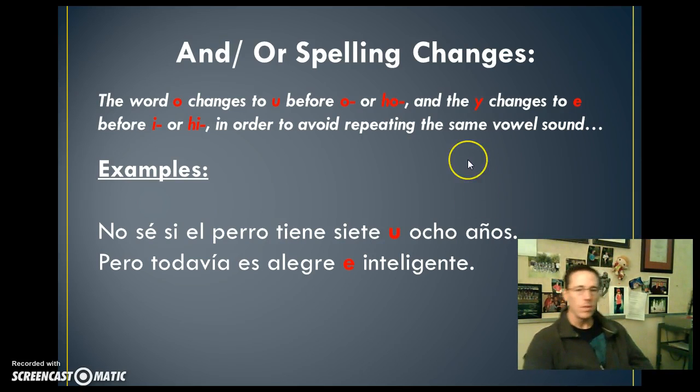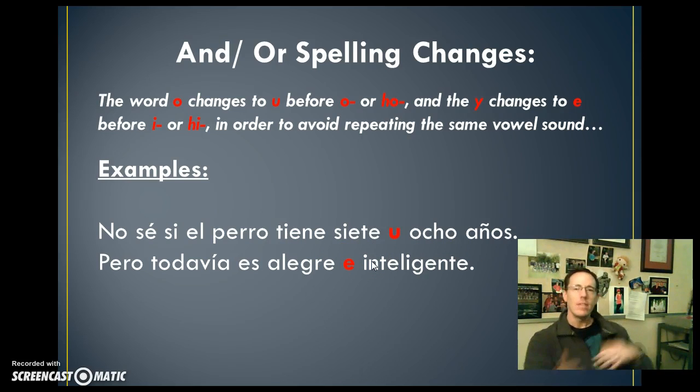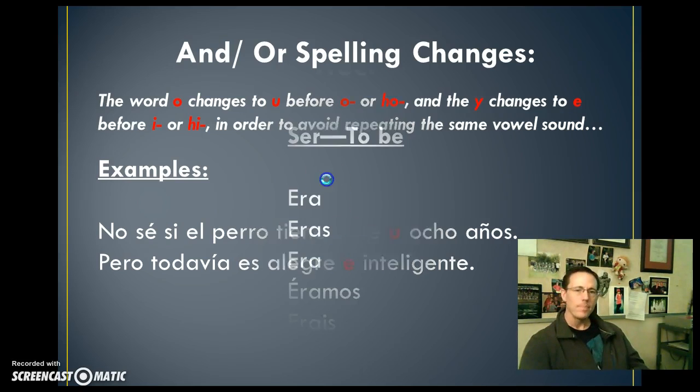Same thing occurs with the letter y or e in español. Pero todavía es alegre e inteligente. So, but he's still fun and intelligent. In this case, it's e inteligente instead of y inteligente, because if you were to leave it as the e sound running into the word inteligente, you would not be able to differentiate between the two. And that is the spelling change of o and e in español. I'm going to practice it a lot in class. We'll move on from there.